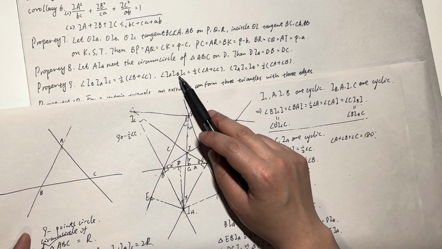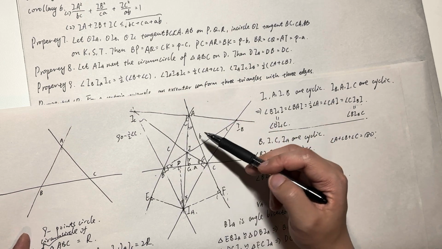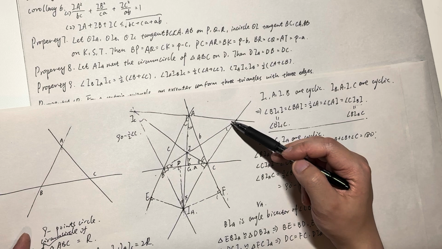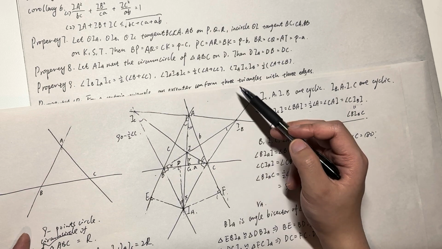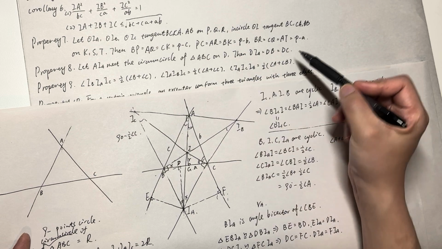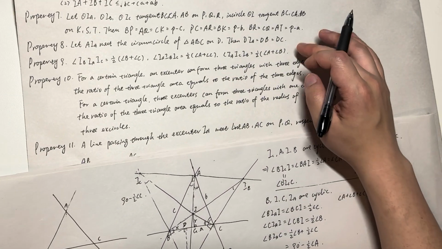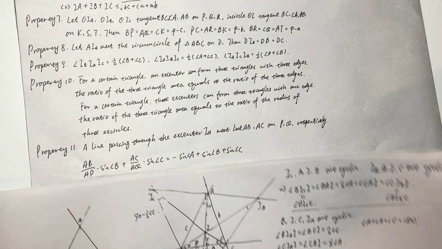And angle IA, IB, IC, that is 90 degrees minus half of angle B, which is this one, right? So this property 9, basically we already proved that. We don't really need to do it again here.